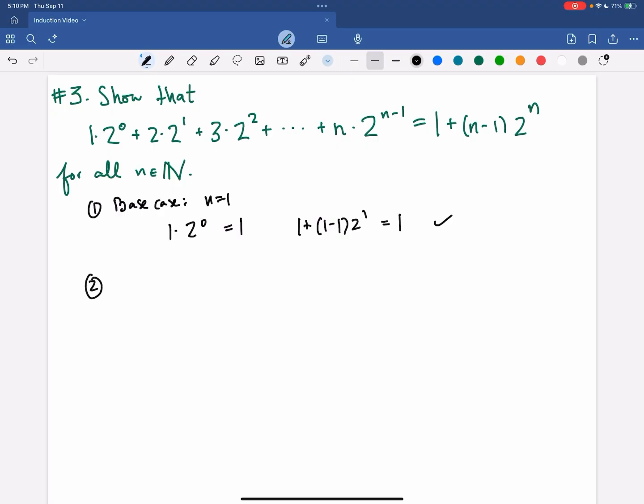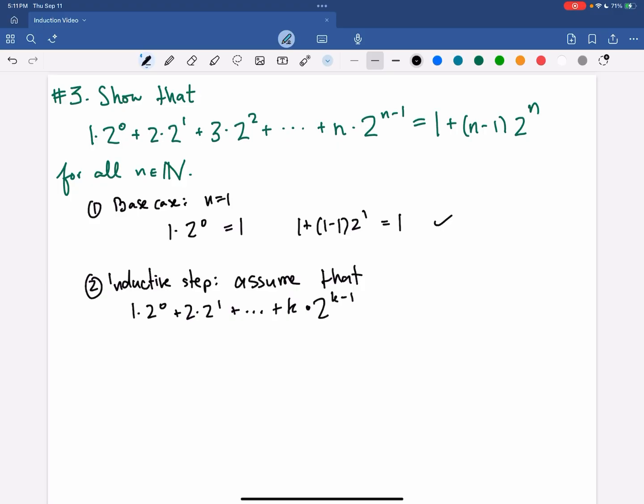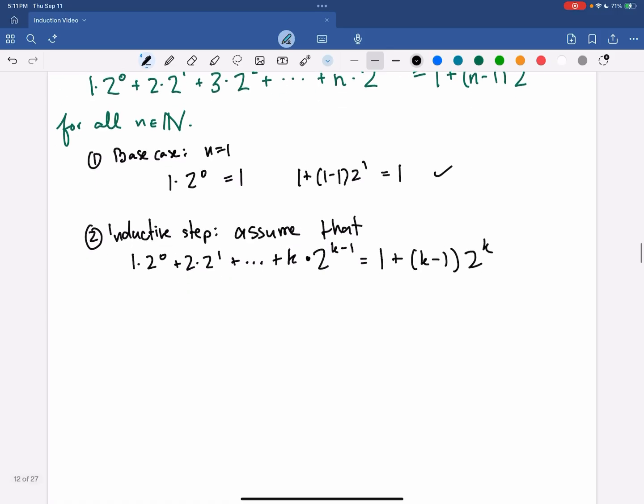All right, so inductive step. Let's assume that the sum 1 times 2 to the 0 plus 2 times 2 to the 1 all the way up to k times 2 to the k minus 1, let's assume that is equal to 1 plus (k minus 1) times 2 to the k. Then we want to show that the next one works.